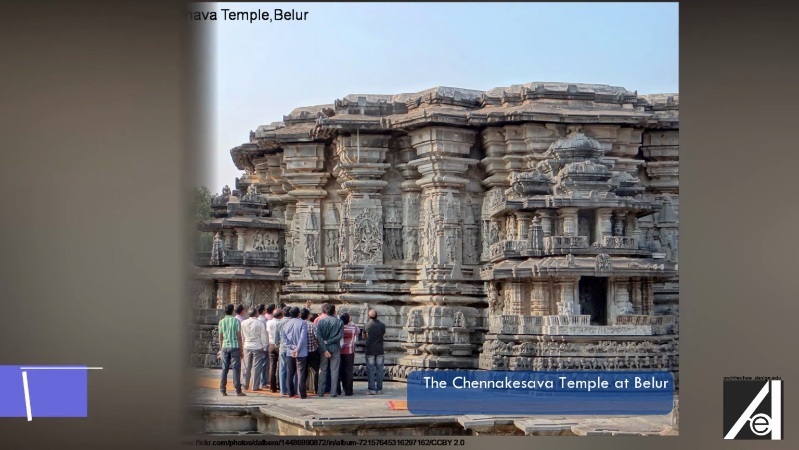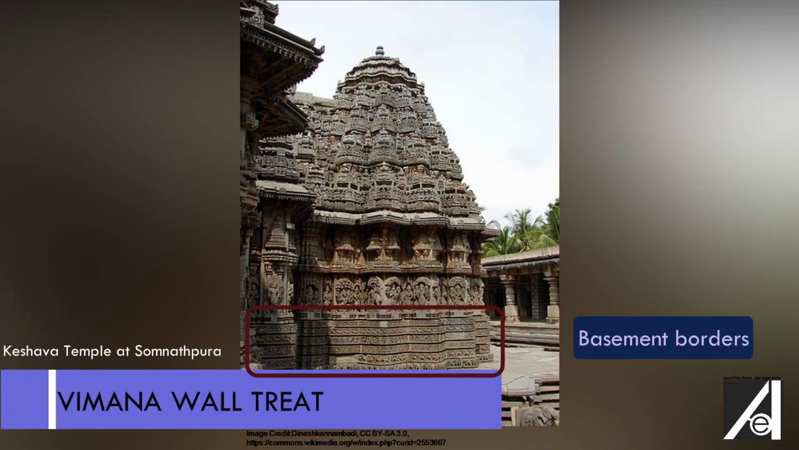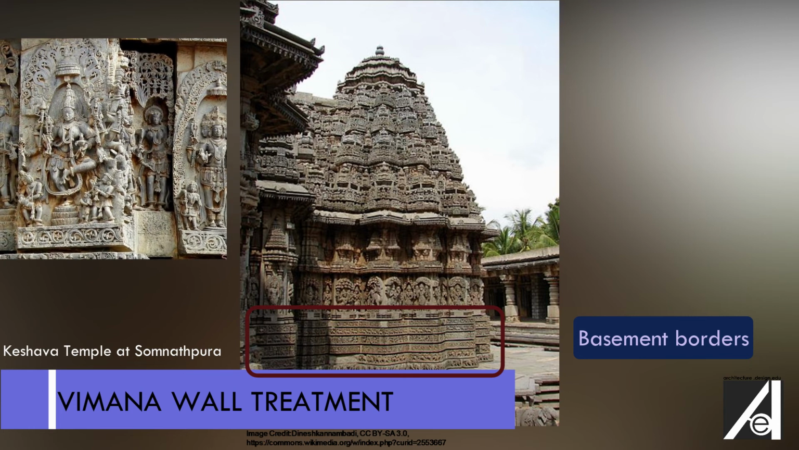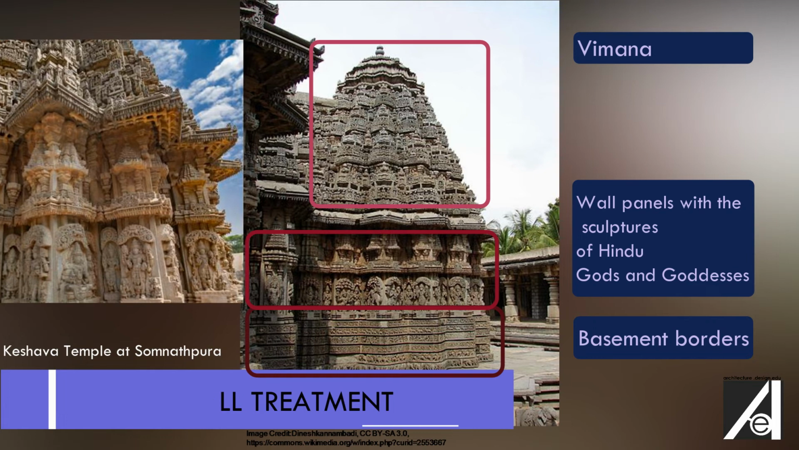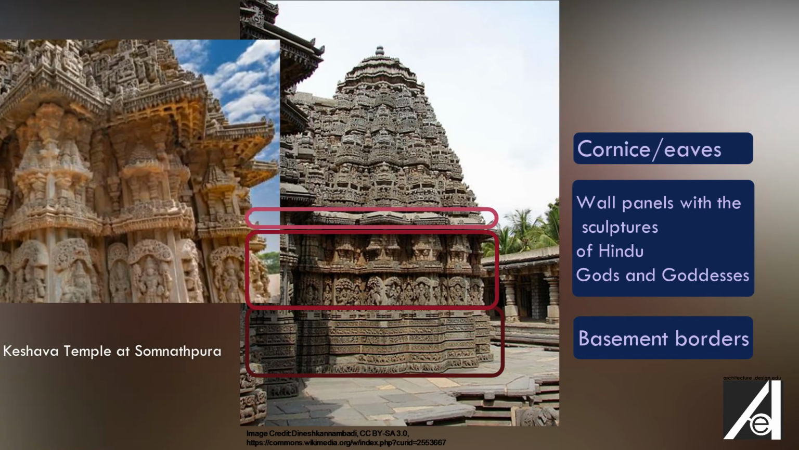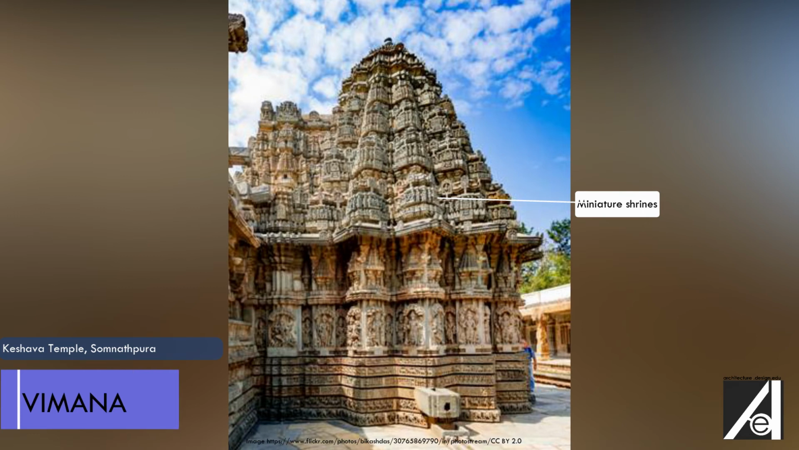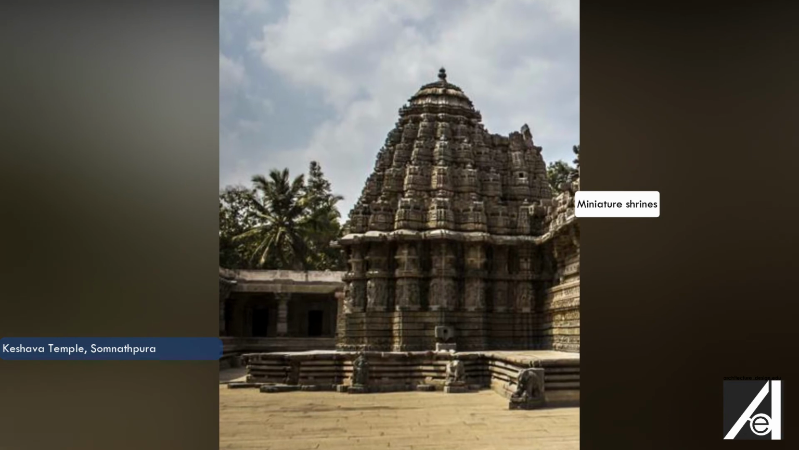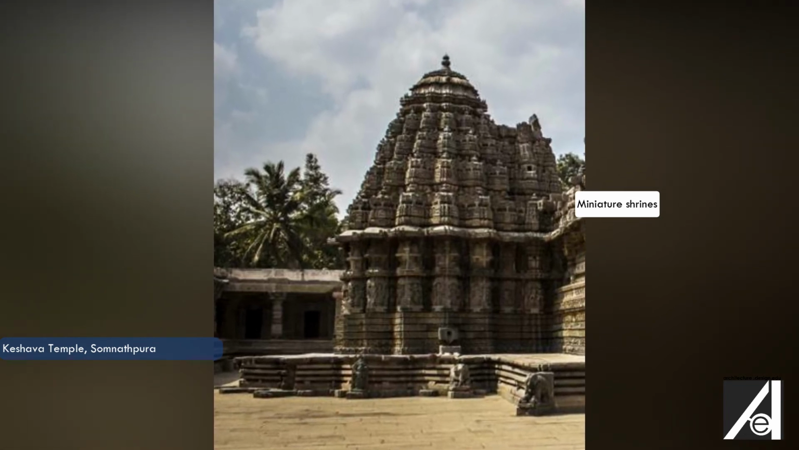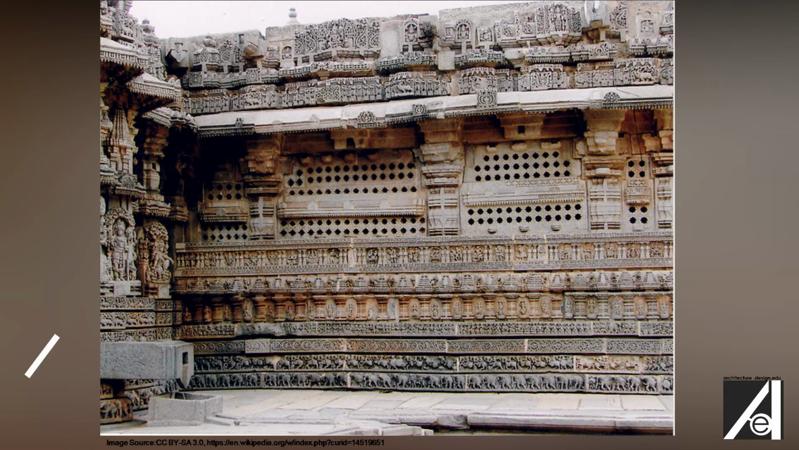The three distinct layers in the Vimana wall treatment consist of the basement borders, which were explained earlier. Then come the sculptures of gods and goddesses, and the spire, which is separated from the substructure by a wide cornice or the eaves. The miniature shrines are placed in tiers and marked by sunk mouldings or fritted string courses, and the Vimana form does not have an effective height nor a strong outline.